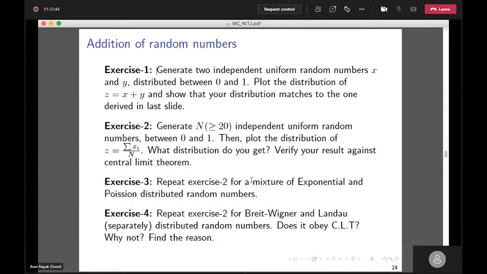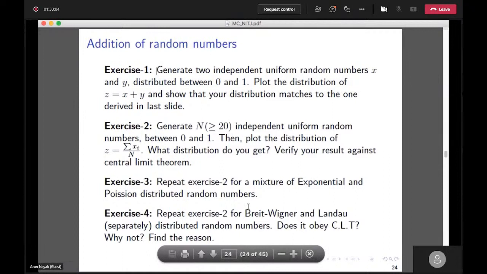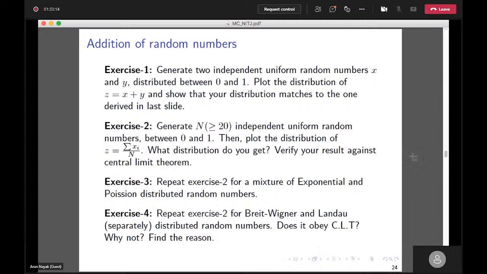You can repeat this exercise too for a mixture of different types of PDFs. Like you generate not uniform, but exponential distributions and Poisson distributions and so on, and then add them together to see if they become Gaussian. That is, whether the average becomes Gaussian or not. If possible, you can do the last exercise as well. Repeat the same exercise for Breit-Wigner and Landau, and see if they still obey the central limit theorem. If not, find out the origin, because I guess it must have been taught in your PDF lectures.